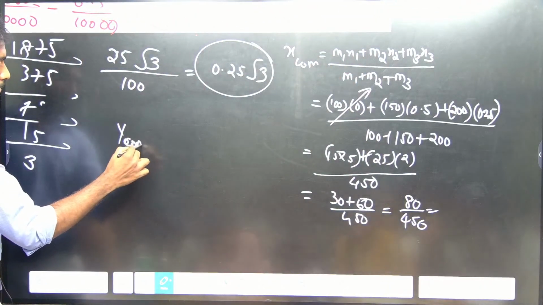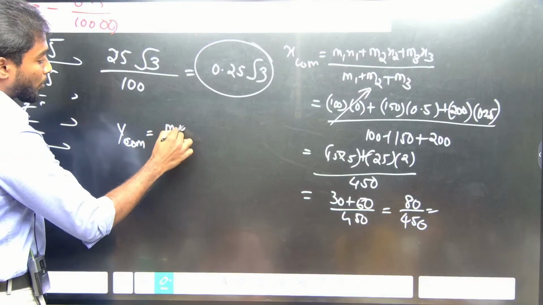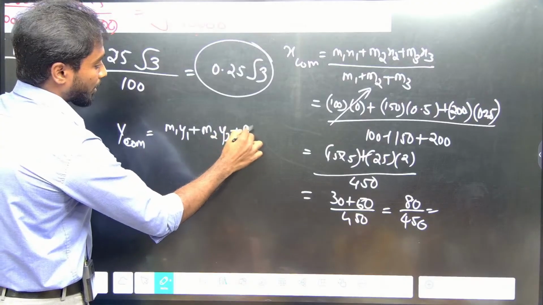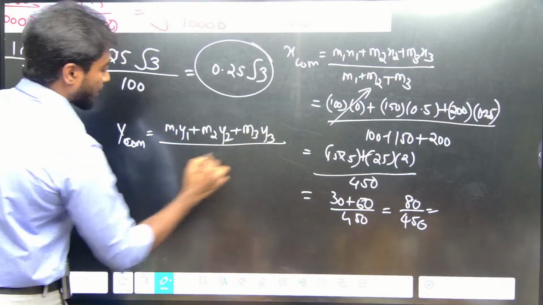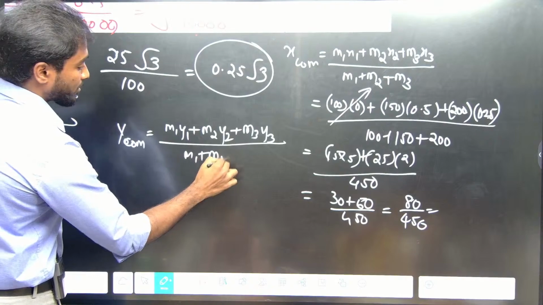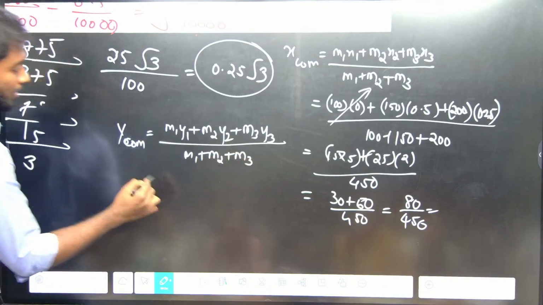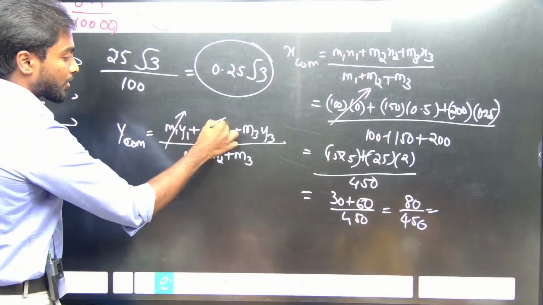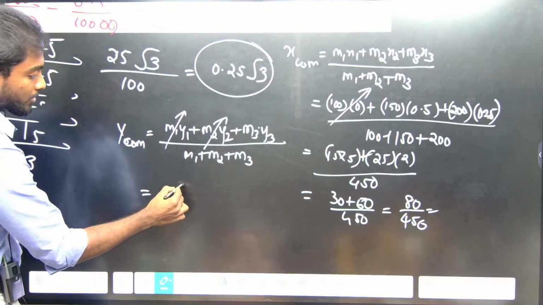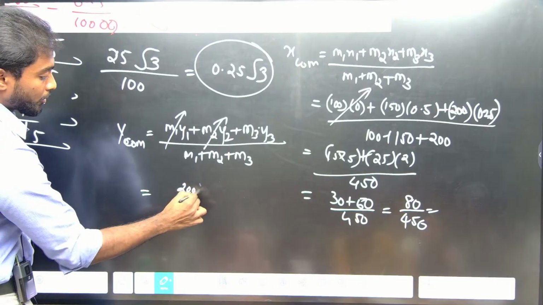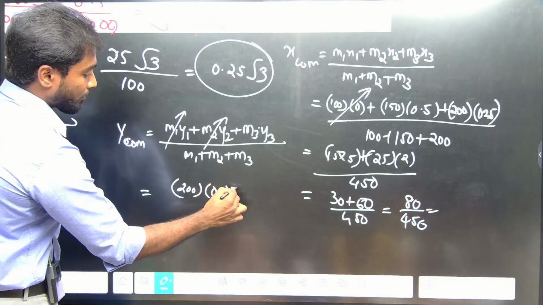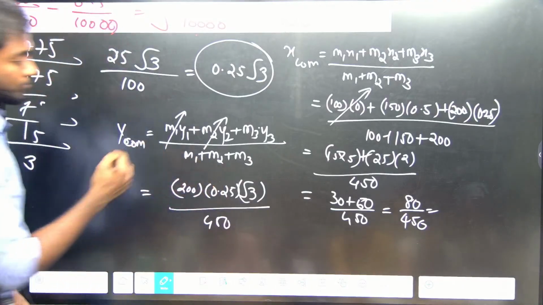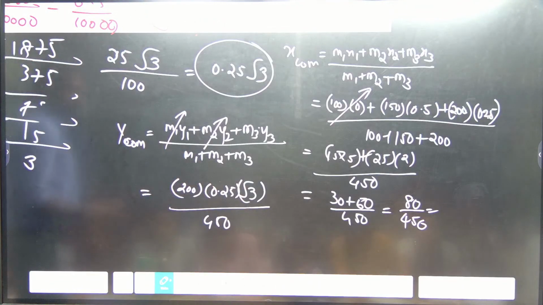So y center of mass equals m1 y1 plus m2 y2 plus m3 y3 divided by m1 plus m2 plus m3. y1 and y2 are 0, so I can neglect them here itself. So only y3 will be there. So 200 into 0.25 root 3 divided by 450.